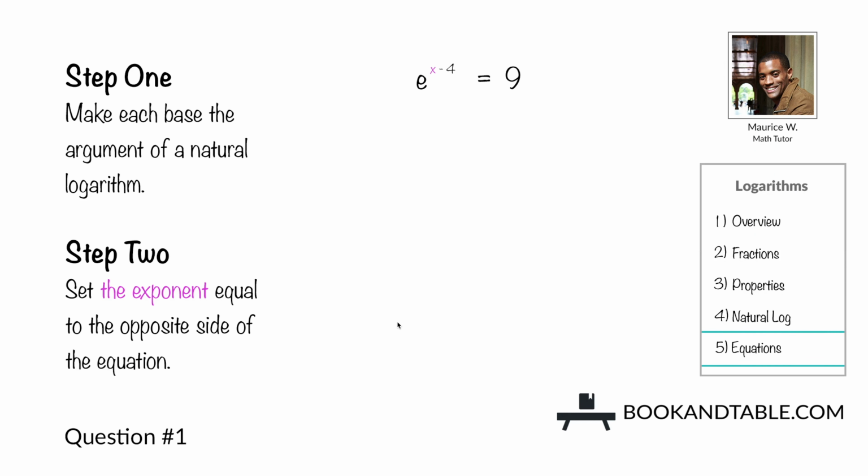Question number 1. We want to solve for x in e to a power of x minus 4 is equal to 9. Step 1, we want to make each base the argument of a natural logarithm, which would give us the natural log of e to a power of x minus 4 is equal to the natural log of 9. And now the natural log and e here cancel each other out, allowing us to set the exponent, x minus 4, equal to the opposite side of the equation, the natural log of 9.